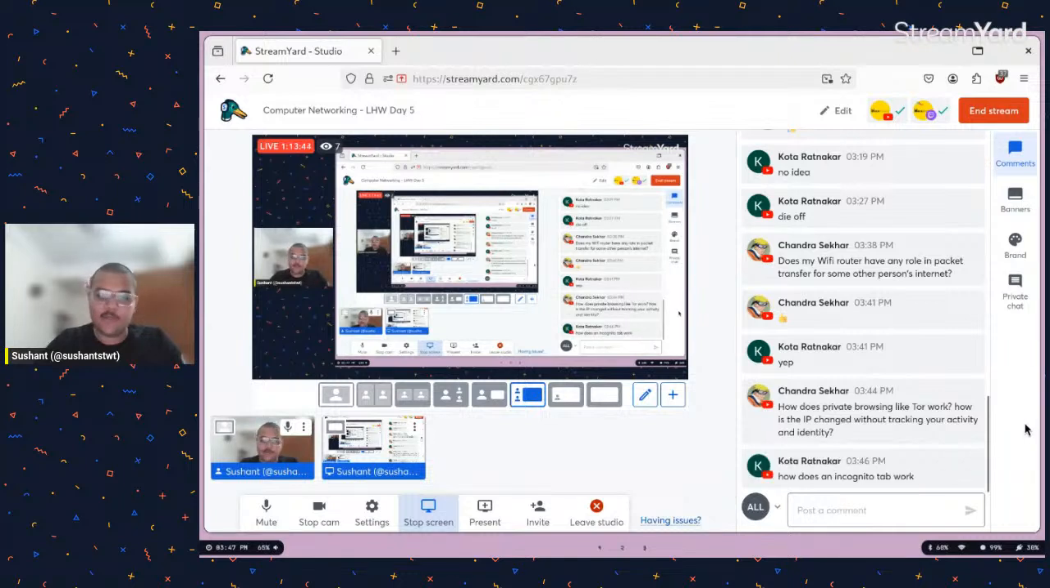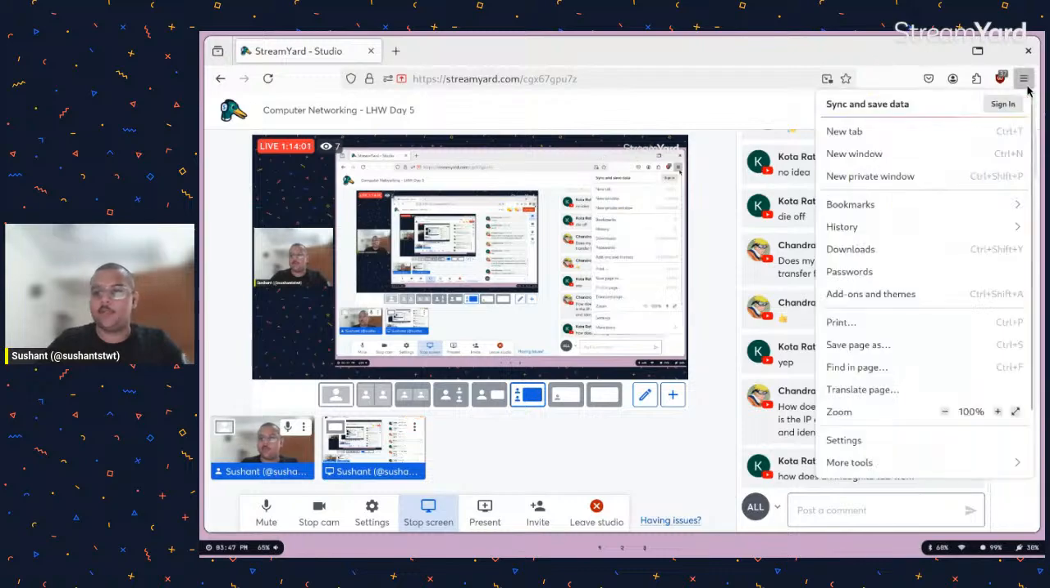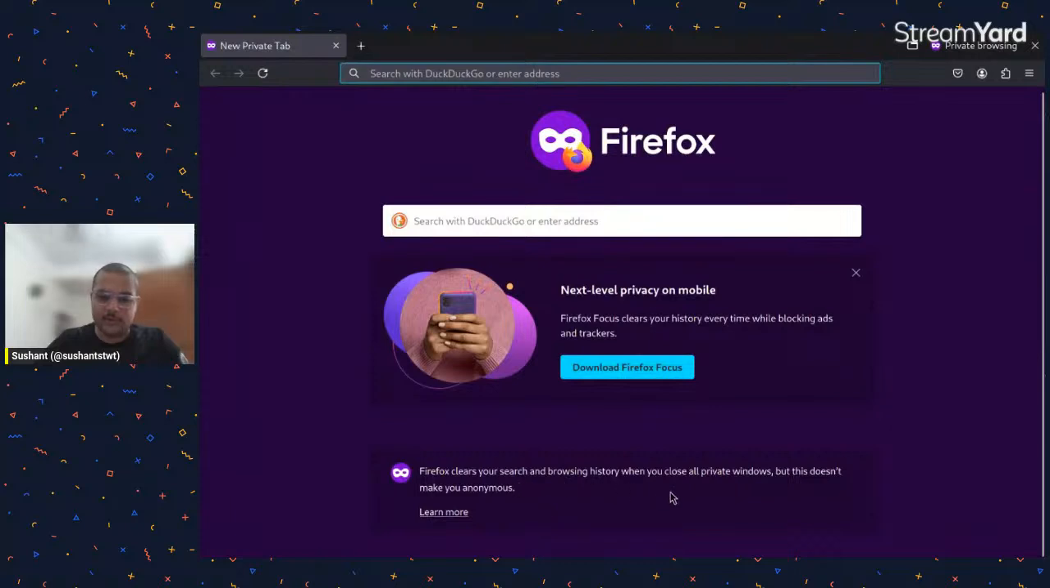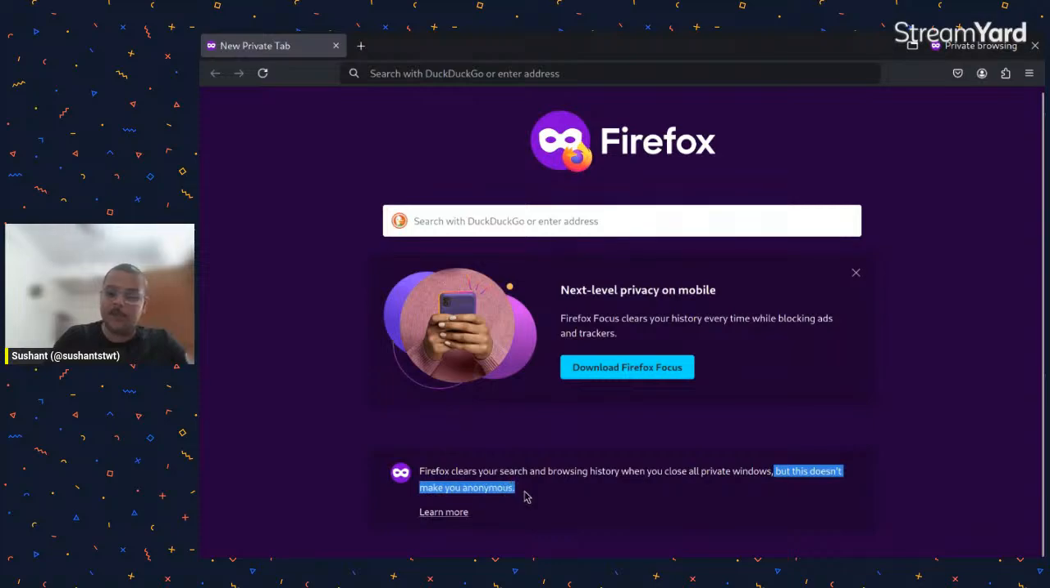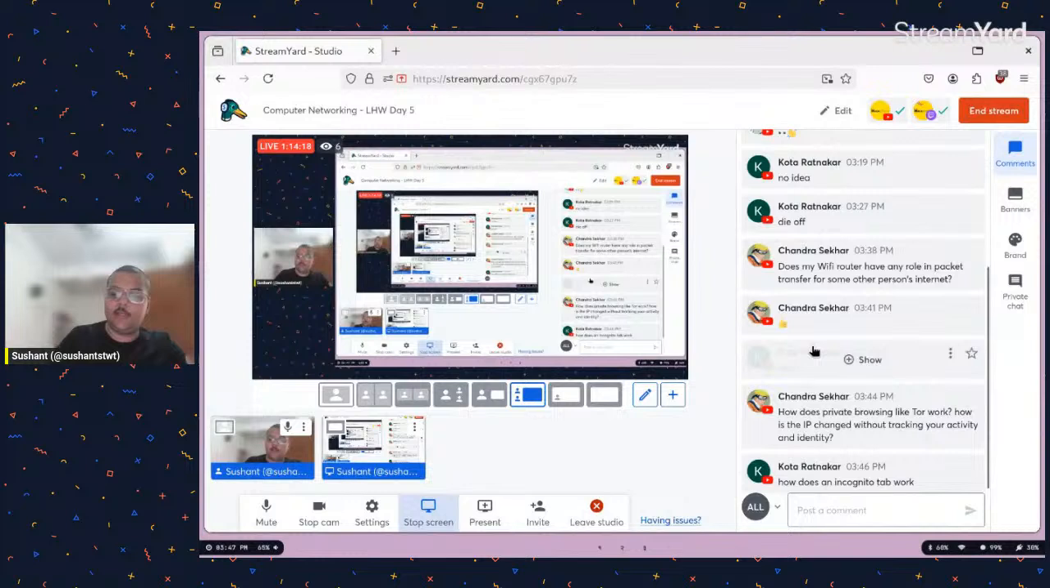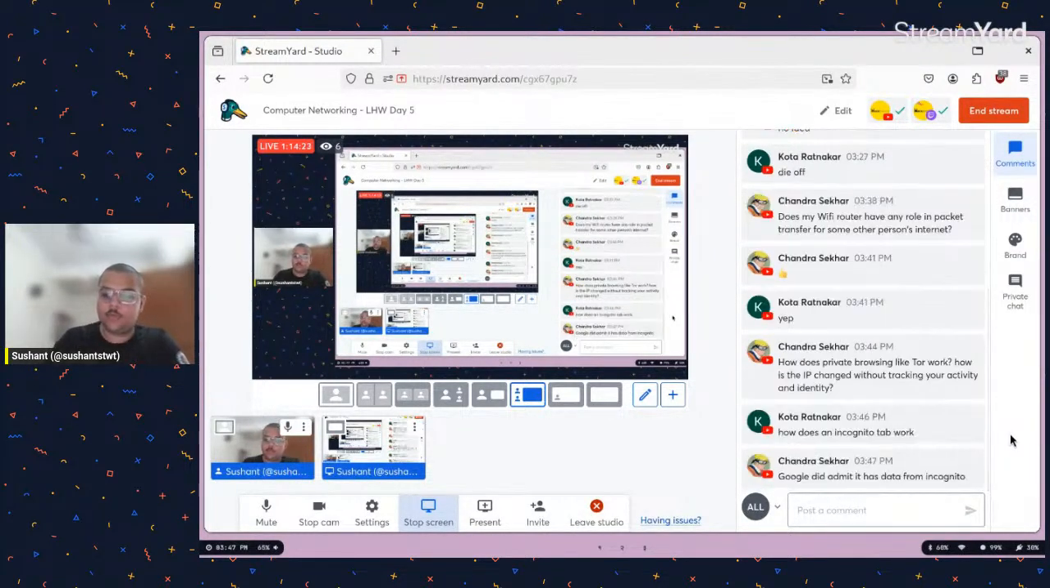How does an incognito tab work? An incognito tab basically does nothing, to be honest. Its basic job is to not store history, not store cache, not store tracking cookies and stuff. I think even if I show you on my browser, over here it shows a disclaimer. It says this is an incognito tab, but this doesn't make you anonymous. It's basically to remove tracking stuff, but incognito won't make you anonymous. It just stops you from storing history and cookies.